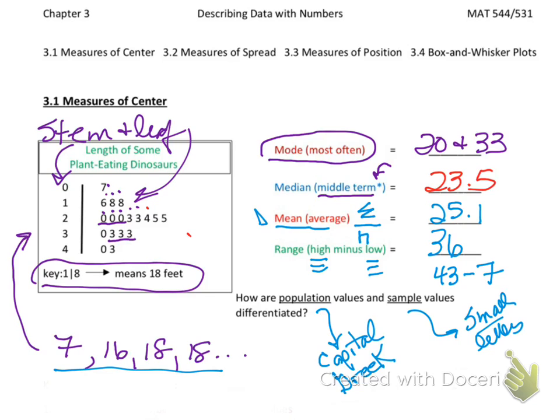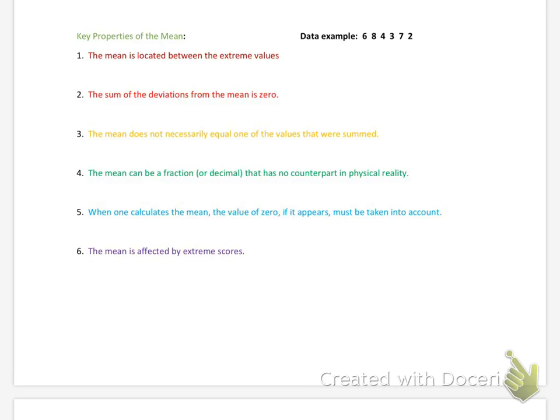And the mean being this mean right here. So to best describe these key properties, what I decided to do is to give us a set of data. So let's just say we have this simple set of data. So the mean will always be located between the extreme values. So what are the extreme values in this case? Well, the extreme values are going to be 2 as the low and 8 as the high.